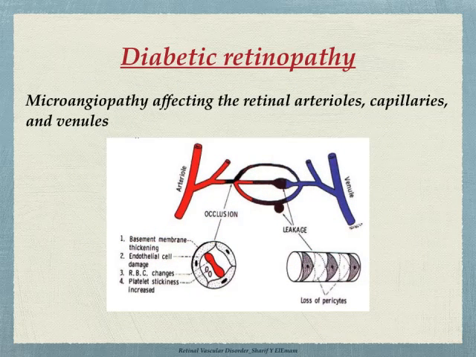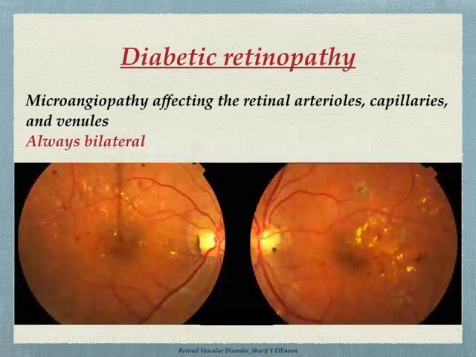Diabetic retinopathy is based on the fact that diabetes, the high blood glucose level, causes microangiopathy affecting the retinal arterioles, capillaries, and venules, which means it affects mainly the small blood vessels. It causes different changes, including thickening of the basement membrane, endothelial cell damage, and RBC changes. The plasticity of the RBCs decreases greatly. That's why they occlude the blood vessels, and of course there is an increase in platelet thickness, which leads to further vascular occlusion of the small blood vessels.